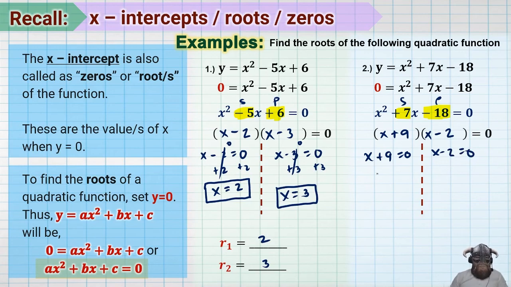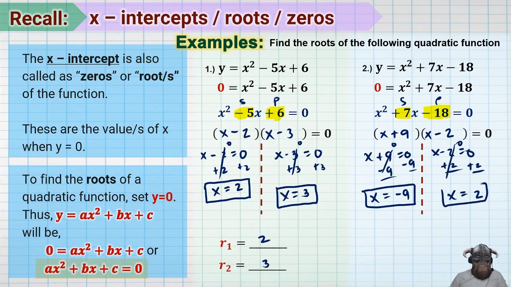On this side, we can subtract 9 for both sides. So this one will become 0. Therefore, x here will be equal to negative 9. Next, if we add 2 naman for both sides on this equation, we can have this one as 0. Therefore, x is equal to positive 2 on this side. Once again, we will have two roots on this quadratic function. The first root is negative 9 and the second root is positive 2. And that's how we find or solve the roots of the following quadratic function.